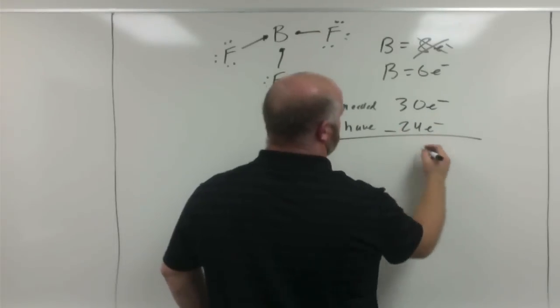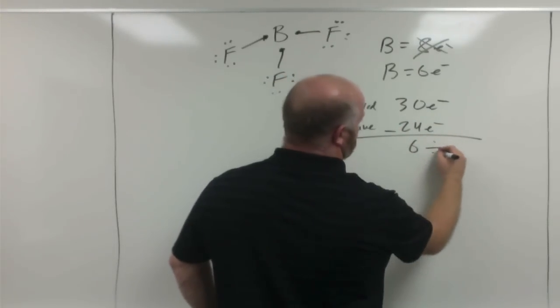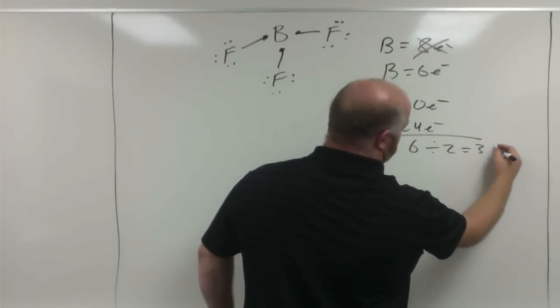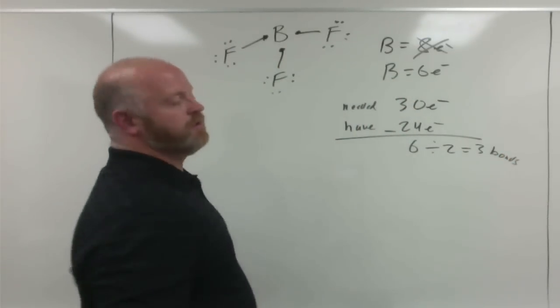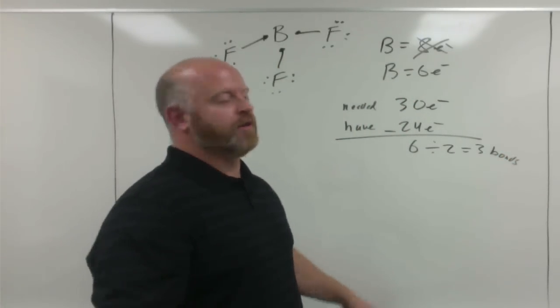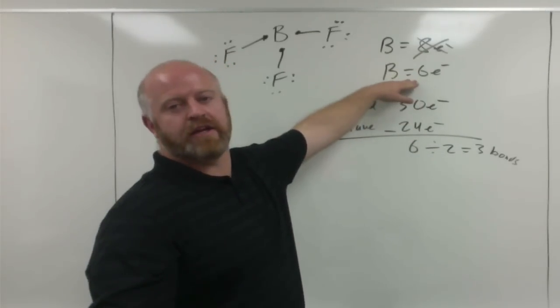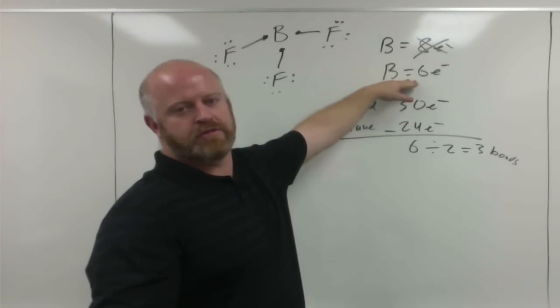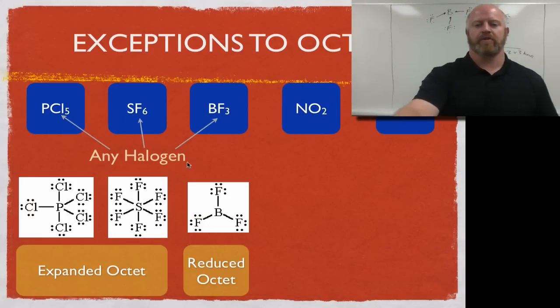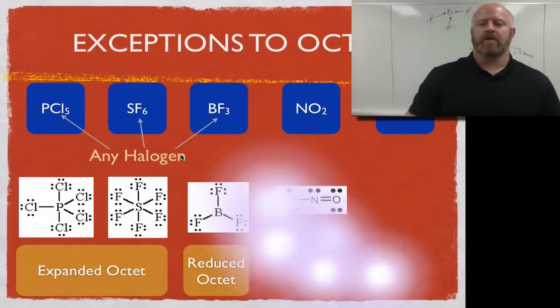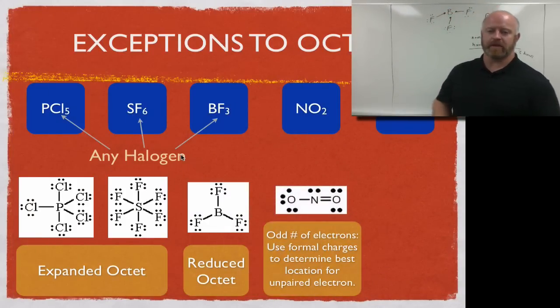30 minus 24 is 6. 6 divided by 2 is 3 bonds. So that's why we only get the 3 bonds here. Okay? It's just remembering that boron has a reduced octet when it forms with the halogens. Okay? Again, this is something that we're dealing with when these are working with our halogens. Now, the other exception we've already talked about in class.